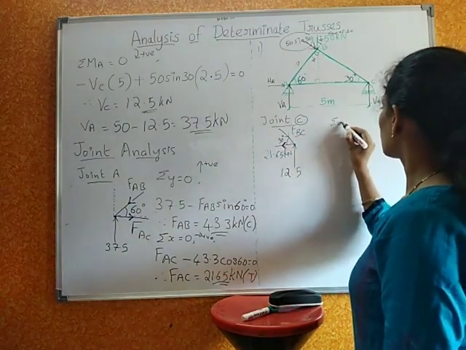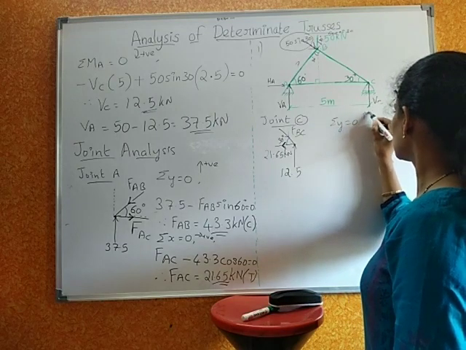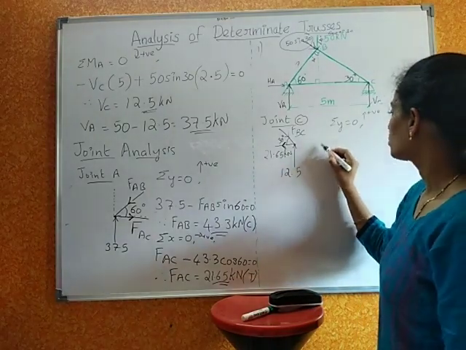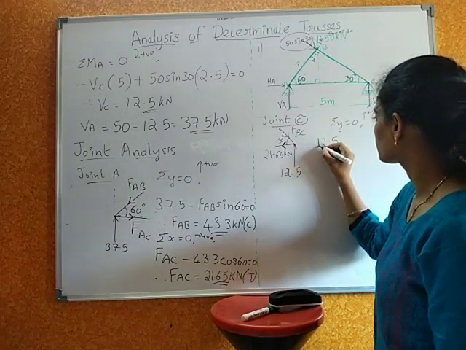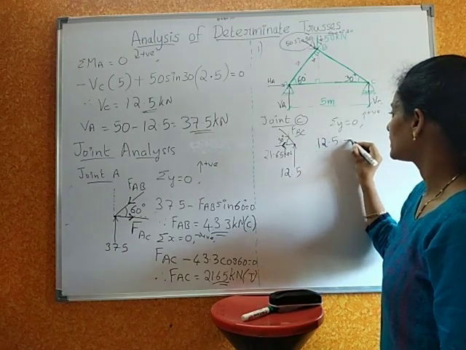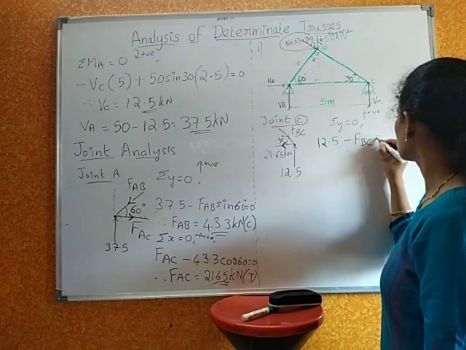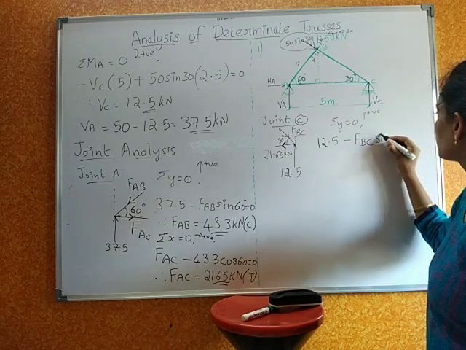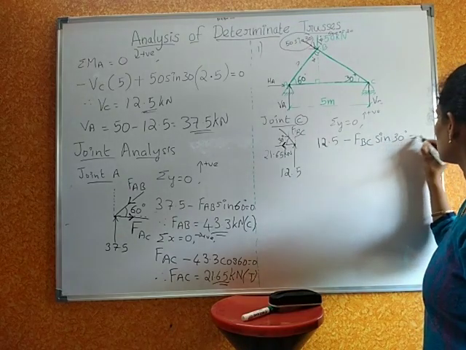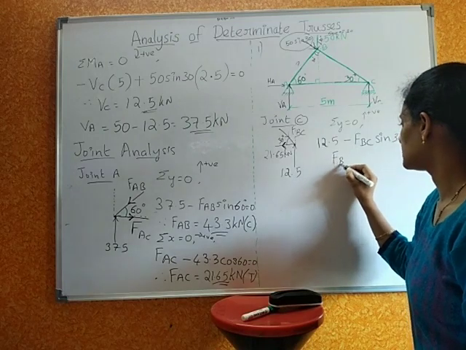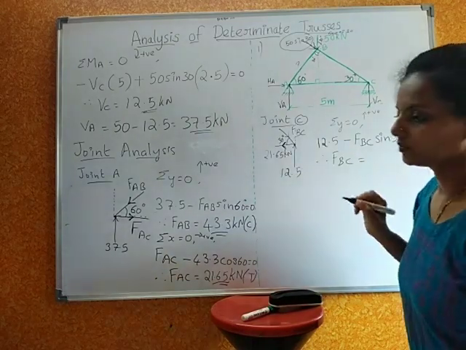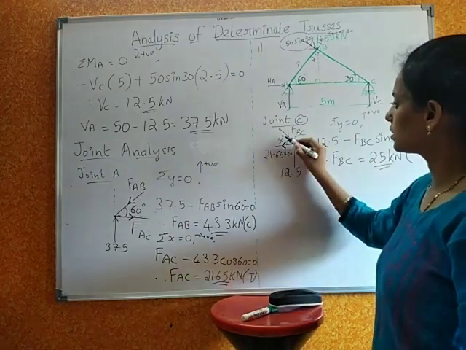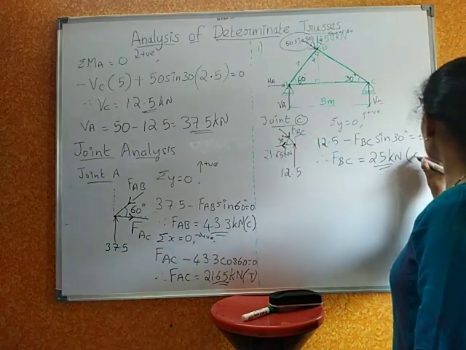Therefore, you can consider either summation y or summation x, and in both cases you will get the same answer. So summation y equal to 0: 12.5 minus FBC sine of angle 30 degree, resolving, equal to 0. Therefore FBC equals 25 kilonewton. Here it is moving towards the joint, so it is compression.